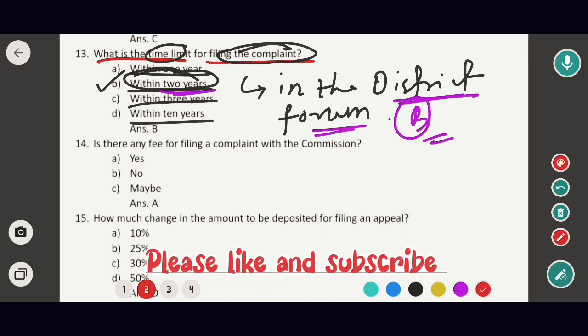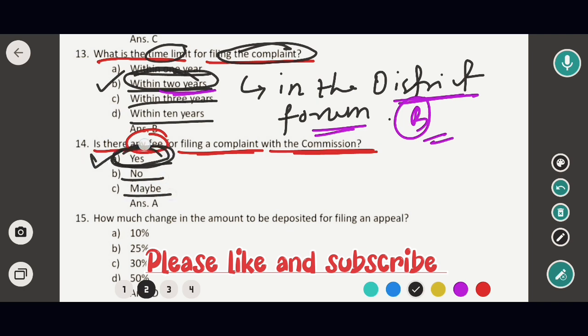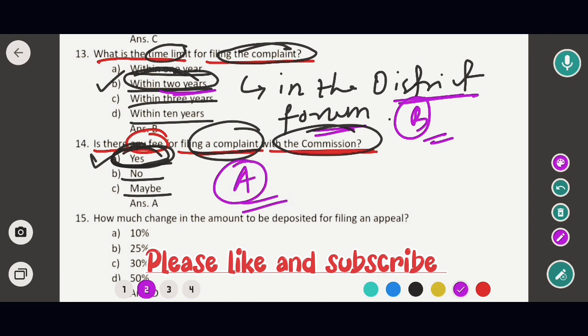So now to the next question. Next question is, is there any fee for filing a complaint with the commission? Options are yes, no, maybe. So in this case, the correct option would be option A. That means it should be paid. That means a minimum amount of fees should be paid at the time of filing a complaint with the commission. Okay, so in this case, the correct option would be option A. Okay, so now moving to the next question.